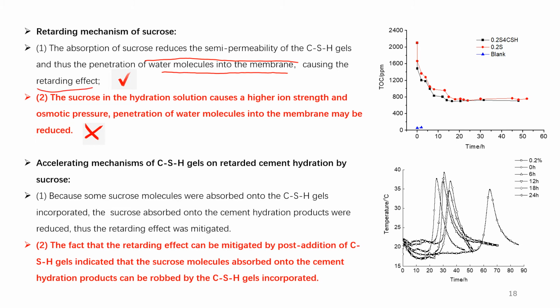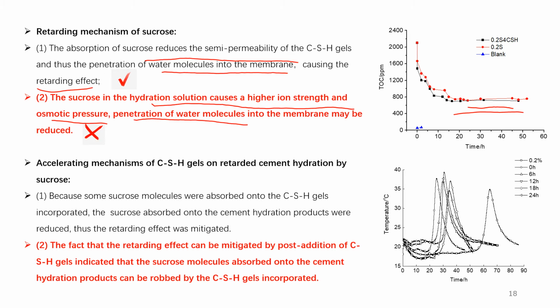Another probable reason why sucrose can retard the cement hydration may be that the sucrose in the hydration solution causes a higher ion strength and osmotic pressure. Penetration of water molecules into the membrane thus may be reduced. But from these testing results, we can see that this may not be correct, because the pastes with sucrose only and with CSH incorporation simultaneously showed nearly the same TOC after 20 hours.